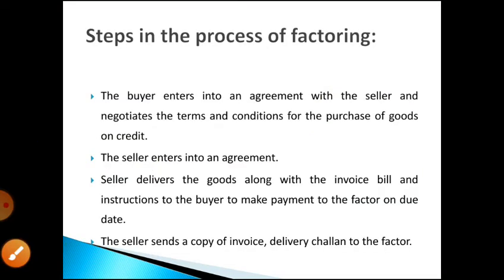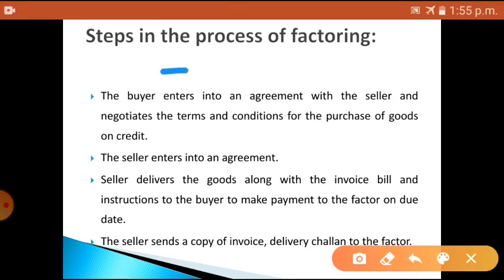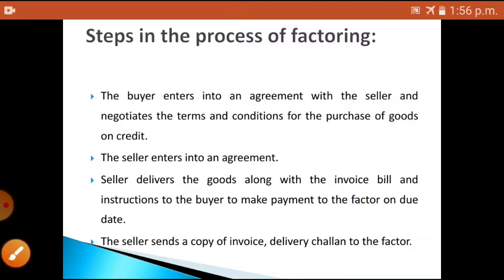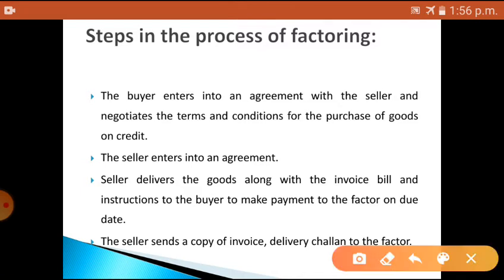Next, I will explain in some detail. Here, first the buyer enters into an agreement. With whom does he make the agreement? He makes the agreement with the seller. The buyer enters into an agreement with the seller and negotiates the price or cost, and he follows all the terms and conditions for the purchase of goods on credit.